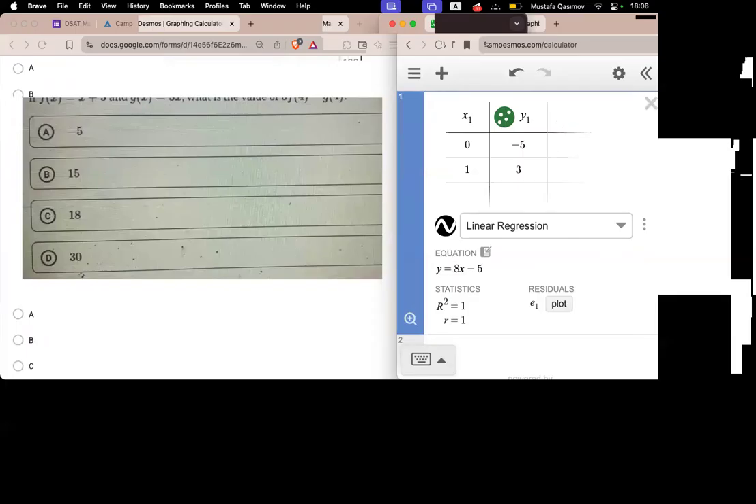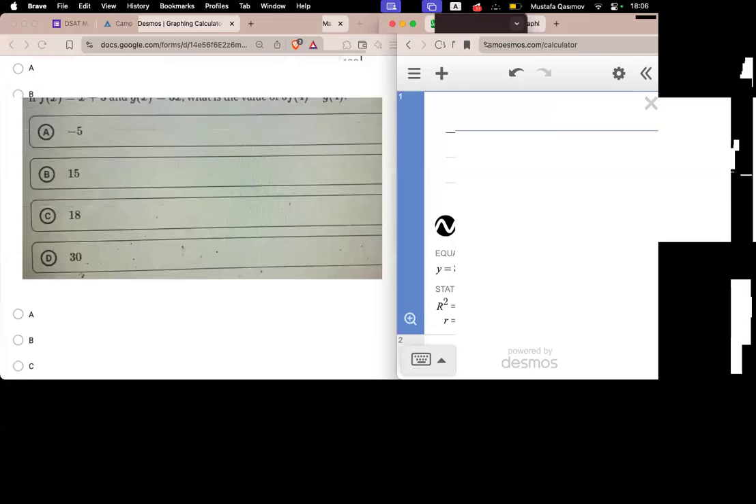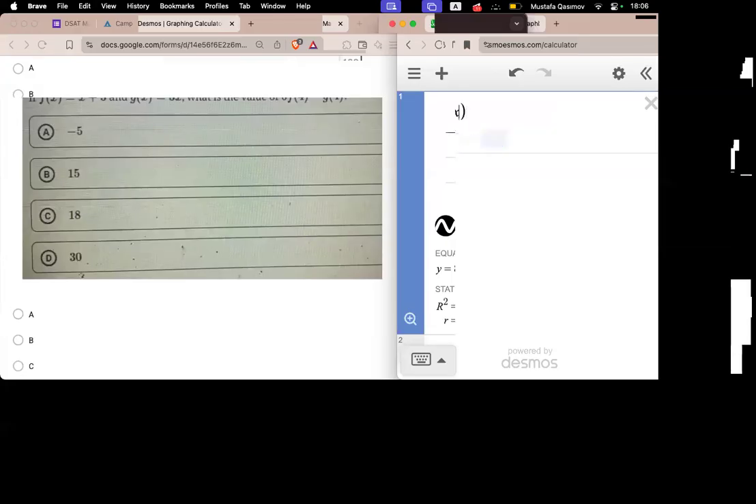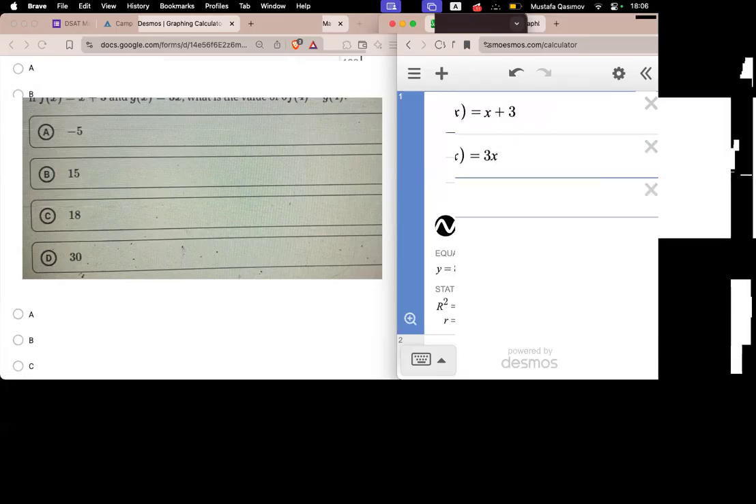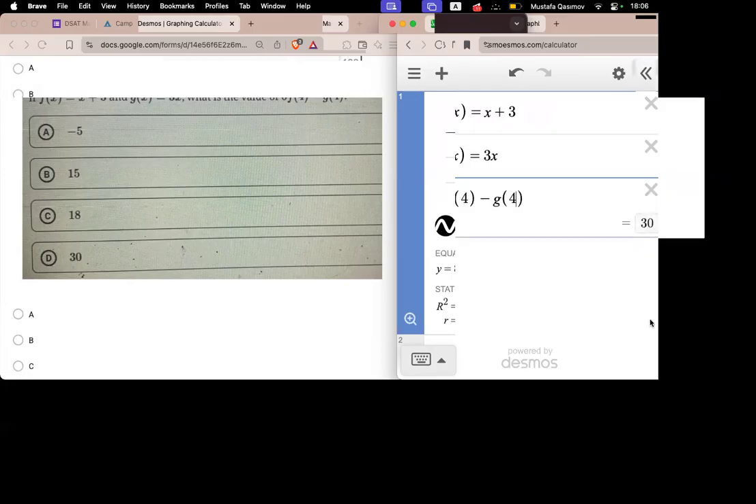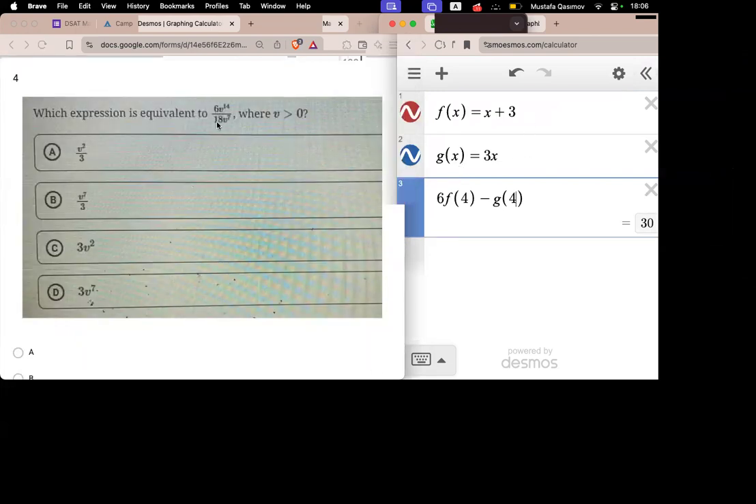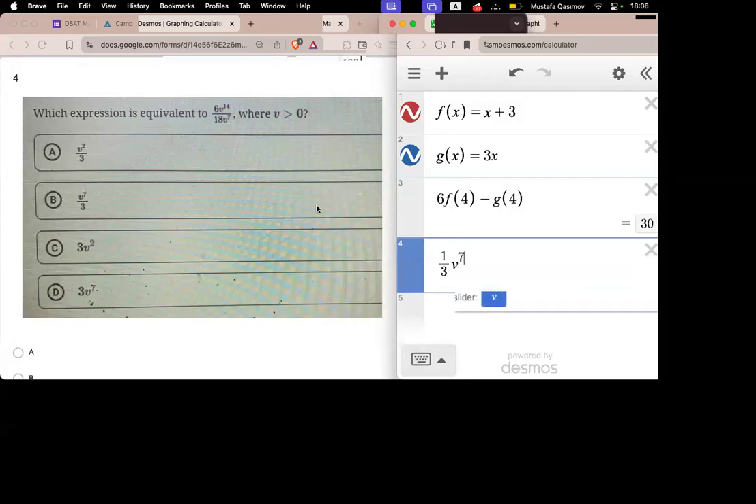3. For 3, you have to write both equations here. F of x is equal to x plus 3. G of x is equal to 3x. Then you have to write it like that and you will also get the answer. Answer is D. 4. We know that 6 over 18 is 1 over 3, and v to the power of 14 over v to the power of 7 is v to the power of 7. Like that, and it is answer B.